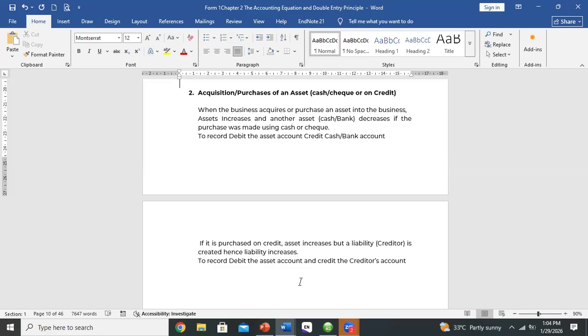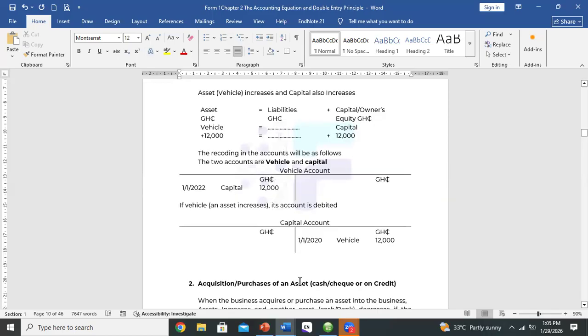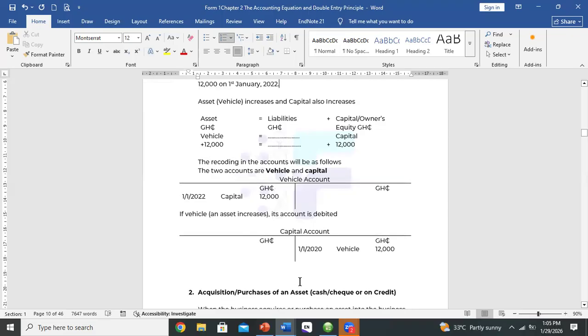And then we came to look at the transactions, the first one and the second one, which are investment by the owner and acquisition of assets. And we were applying the principles we learned. So far, I think we are applying the elements: assets, liability, capital. The first one and what? Assets. And when we did the analysis, we saw that if the owner makes an investment, capital increases, so you credit capital, and asset increases, so you debit the asset.